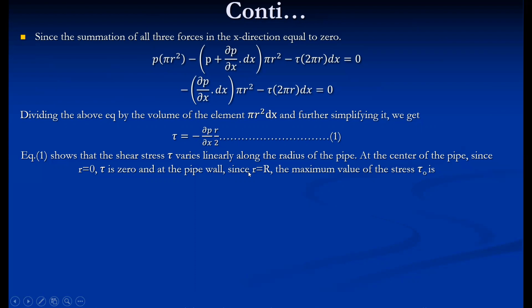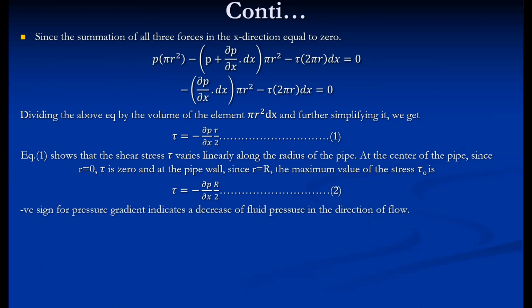So we can say that when r is equal to 0, which is at the center, then tau is also equal to 0. So shear stress is 0 at the center, and it is maximum when r is maximum, that is small r is equal to capital R. So tau is equal to minus ∂P/∂x into capital R by 2. So the negative sign indicates that there is always a decrease in pressure along the direction of flow. So that's why the negative sign, because minus ∂P/∂x has a positive value.